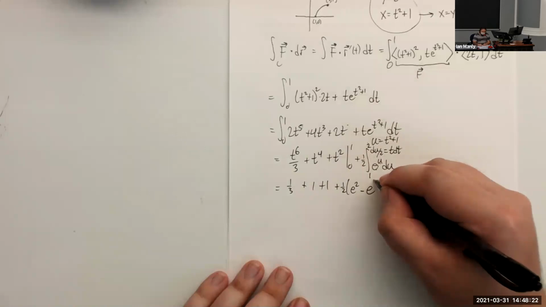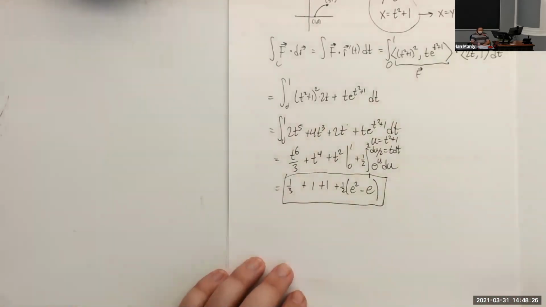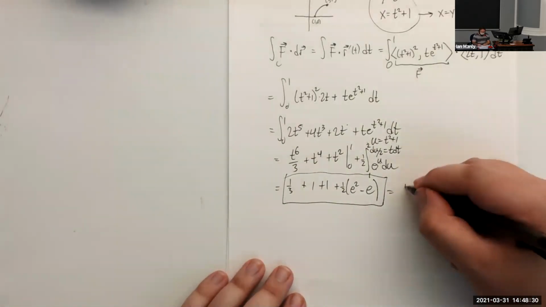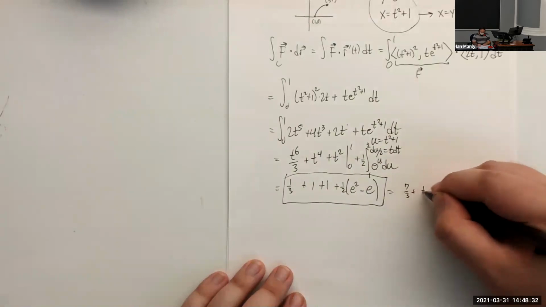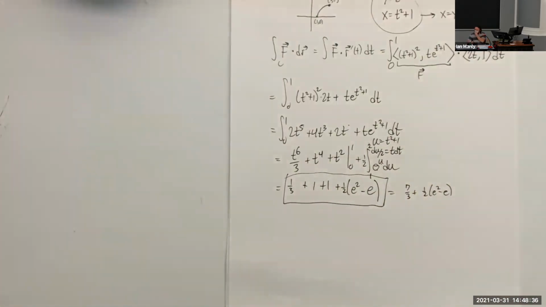So there's e. So we end up with this sort of convoluted looking answer here, which I guess we could simplify to be, what, 7/3 plus 1/2 e squared minus e. So this is going to be our integral here. Okay, now actually there's another way of doing this integral. So I want to at least briefly talk about the other way of doing it. I'm not going to do the full thing because we already did this.